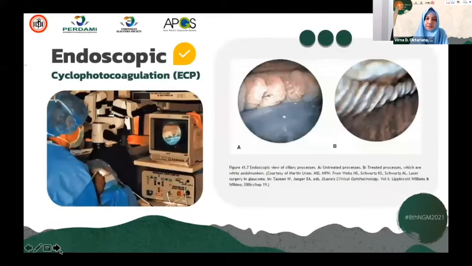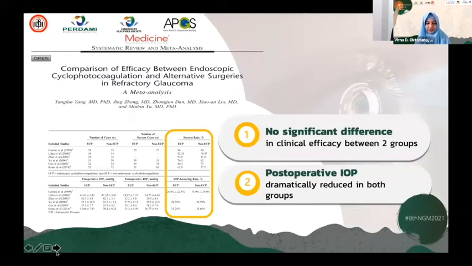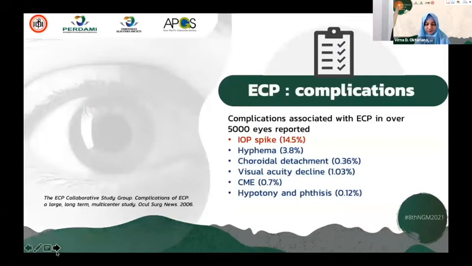Endoscopic CP allows us to see the ciliary processes directly. With endoscopic CP, it can cause disruption of the cells of the ciliary process and loss of blood vessels within the stroma. That's why it can reduce the IOP. In refractory eyes, this study shows that ECP is comparable with the other alternative surgeries in refractory glaucoma, and the post-op IOP dramatically reduced in both groups. Complications with phthisis and hypotony are very few, and only an IOP spike can happen during the early period after laser.